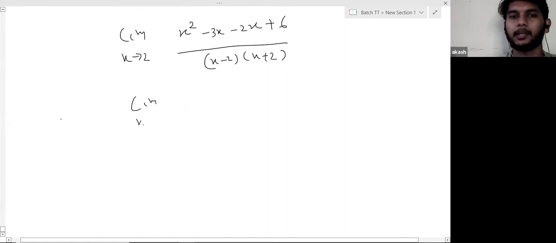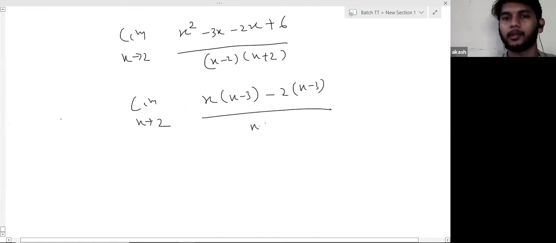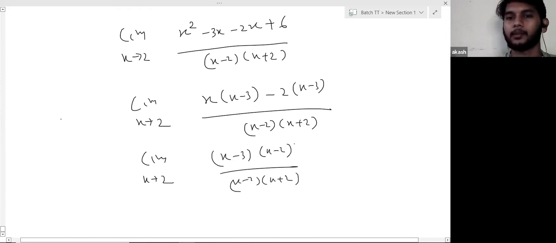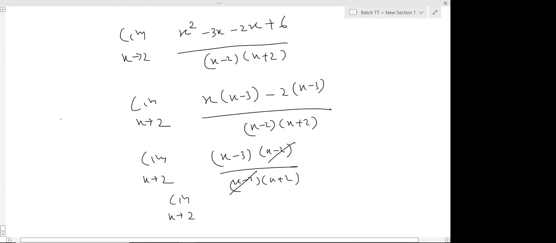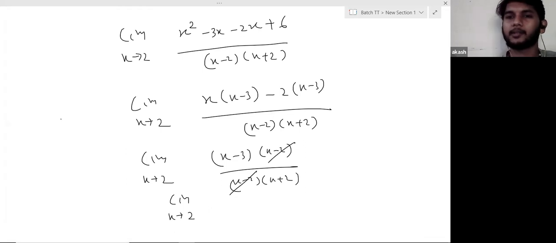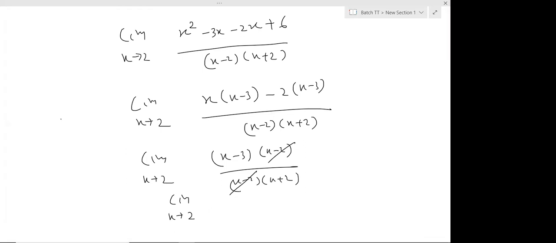So this is limit x tending to 2, taking x common, x minus 3, minus 2 common, x minus 3 upon x minus 2, x plus 2. So limit x tending to 2, x minus 3, x minus 2 upon x minus 2, x plus 2. So this is cancelled. Is it compulsory to take minus 3x and minus 2x only? Because those are the only numbers which satisfy this equation. No, like minus 6 and 1.